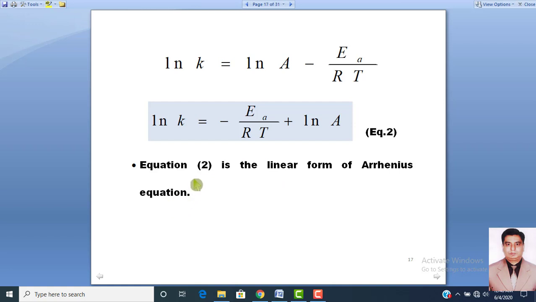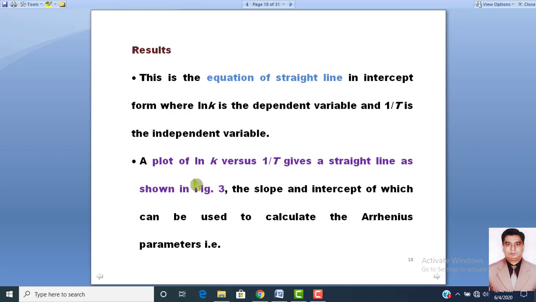Dear students, if we find the results of this equation, then we can say that this is the equation of a straight line. And in the intercept form, where ln K is the dependent variable and 1 over T is the independent variable, if we plot a graph between ln K versus 1 over T, we will get a straight line.